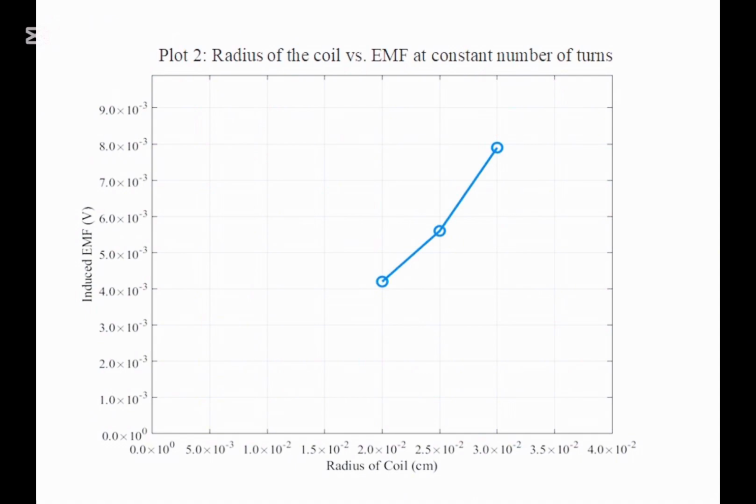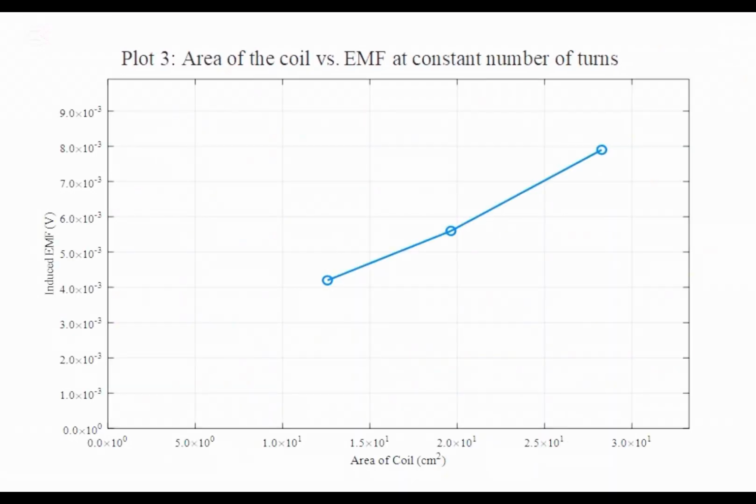Looking at these results, I plotted the graph of the radius of the coil and EMF relationship and observed that EMF was actually a quadratic function of the radius of the coil, meaning that the EMF increased directly proportional to the square of the radius. And lastly, I've plotted the area EMF graph and observed that it was increasing linearly as expected.